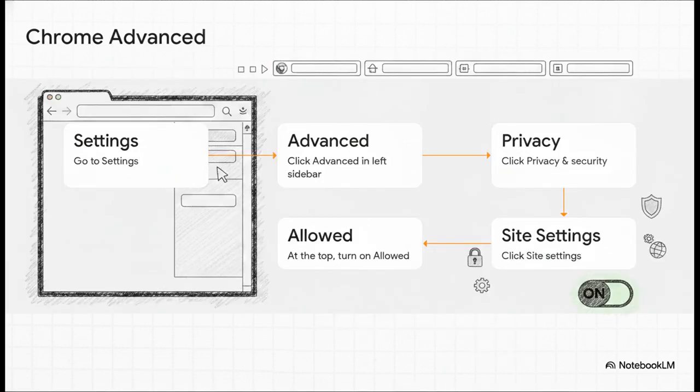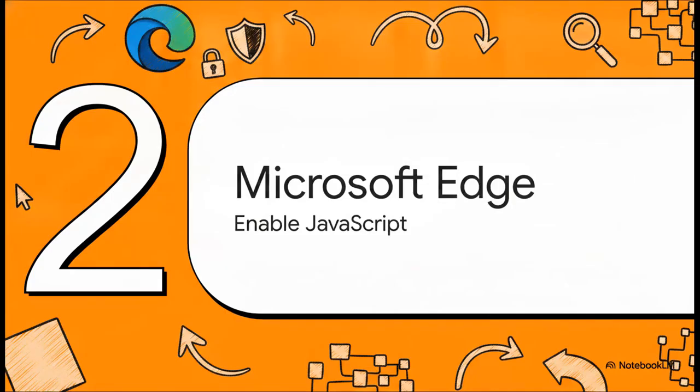Now, if your version of Chrome has that left-hand sidebar, the logic is pretty much identical. You still go to Settings, but you'll click Advanced over in that sidebar. From there, hit Privacy and Security, then Site Settings, click JavaScript, and right at the top, just toggle that switch over to Allowed. Moving right along to Microsoft Edge.